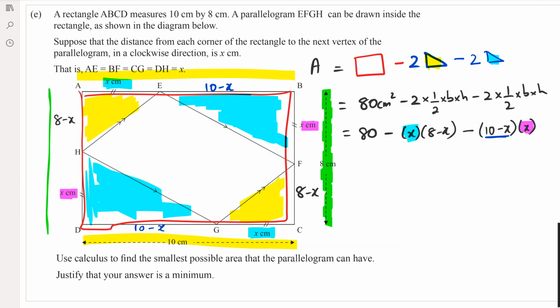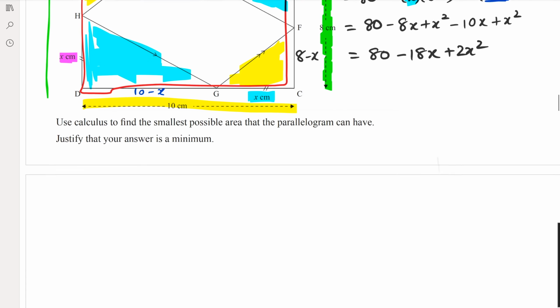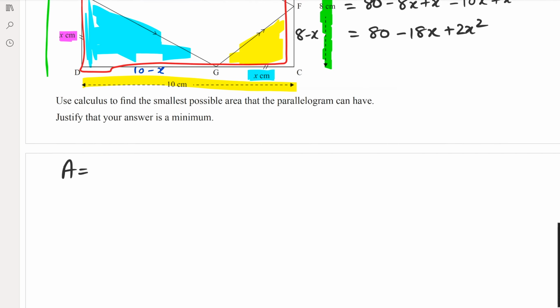Yeah, so what we next need to do is expand the quadratic, or whatever we get, 80 minus 8x plus x squared, and then you've got minus 10x plus x squared. Okay, putting it all together, we're going to get area of the parallelogram is 80 minus 18x plus 2x squared. Okay, so that's the area that we have. So let's write that down again. Area is equal to 80 minus 18x plus 2x squared.